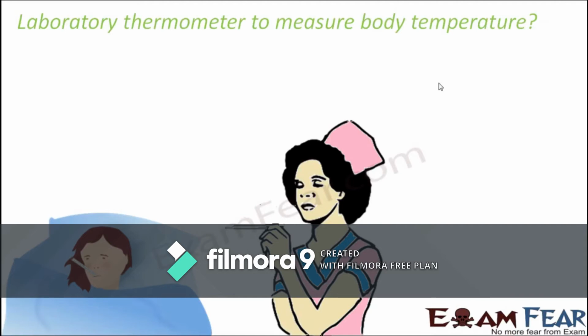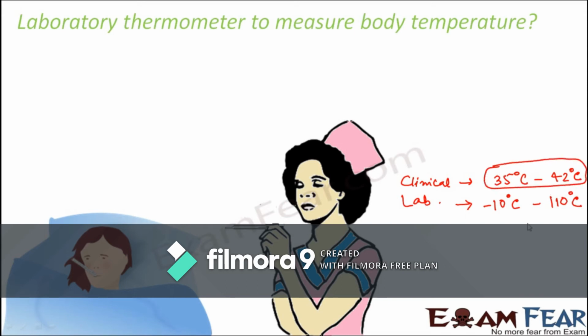Now the same question. Why can't we use a laboratory thermometer to measure body temperature? Now, as I mentioned, if you just look at the scale of measurement which is provided in both the clinical and laboratory thermometer, what do you see? In a clinical thermometer, we can measure any temperature falling between 35 degrees Celsius to 40 degrees Celsius. Now, if you look at a laboratory thermometer, you can measure any temperature between minus 10 degrees Celsius to 110 degrees Celsius. So basically, this temperature range also falls within the laboratory thermometer's temperature range.